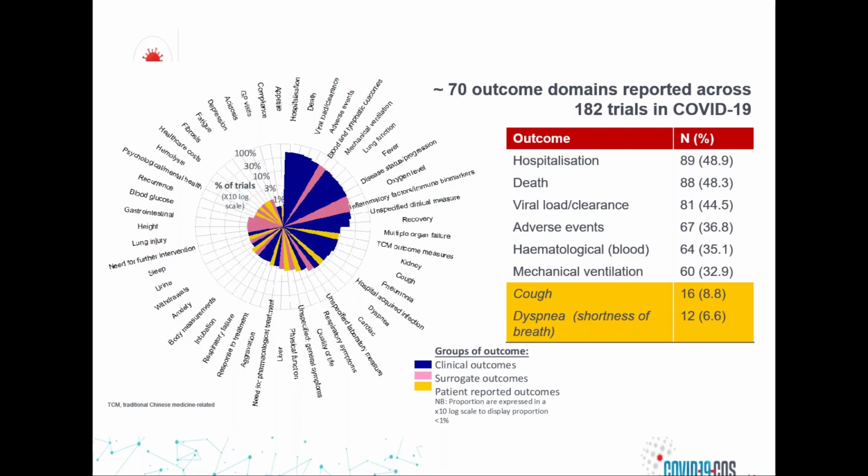So the most frequently reported outcomes across all these trials were hospitalization, death, viral load. And interestingly, even though these were the most commonly reported outcomes, they were reported in less than half of the trials. And the most frequently reported patient-reported outcomes were cough and shortness of breath, both reported in less than 10% of trials. Next slide, please.